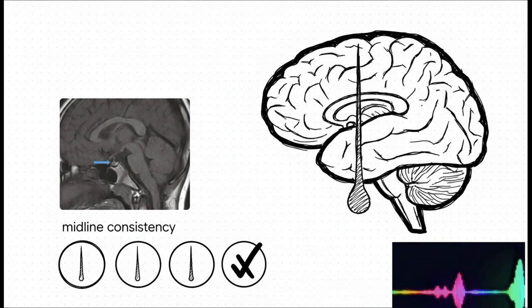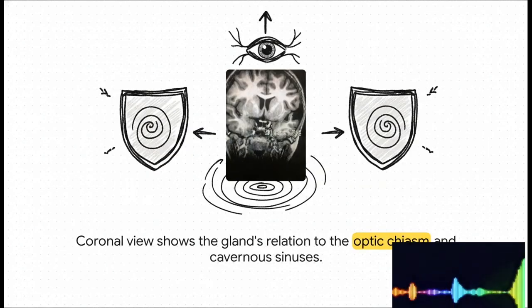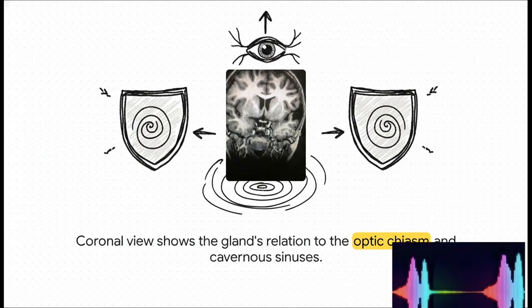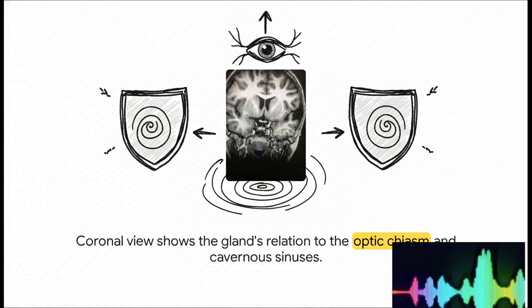No exceptions. And then we have the coronal view. Honestly, this is the money shot, especially for checking out mass effect. You're looking up superiorly to see if anything is pushing on the optic chiasm. That's a huge deal, obviously. And then you look to the sides, laterally, to check out the cavernous sinuses. You're hunting for any sign that a tumor might be invading that space.